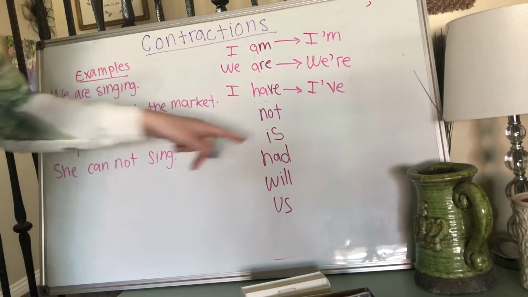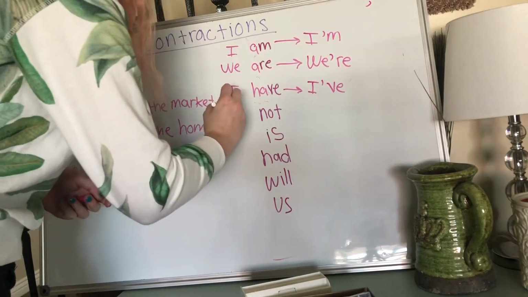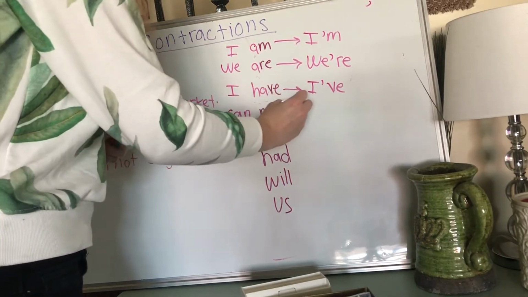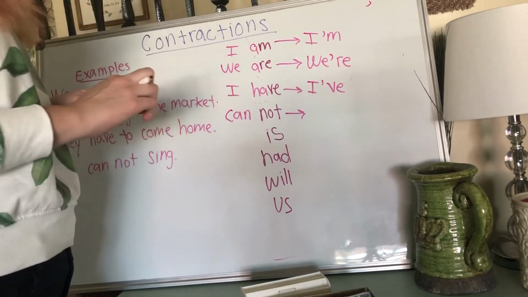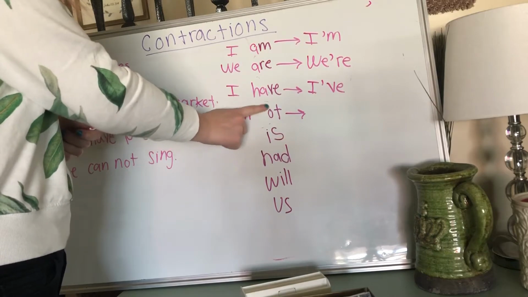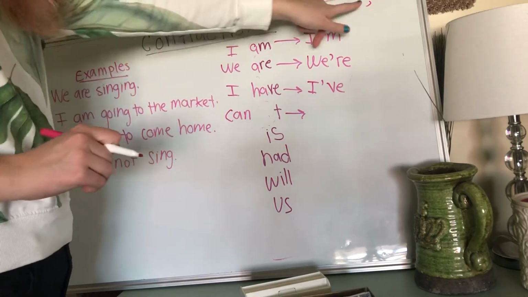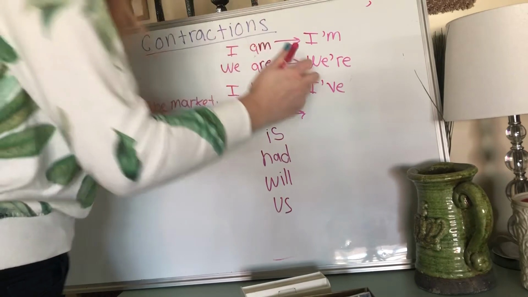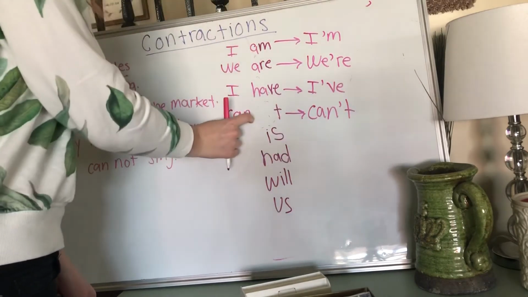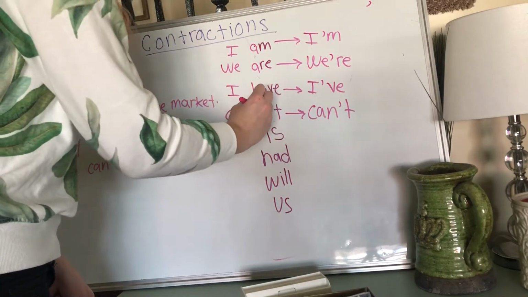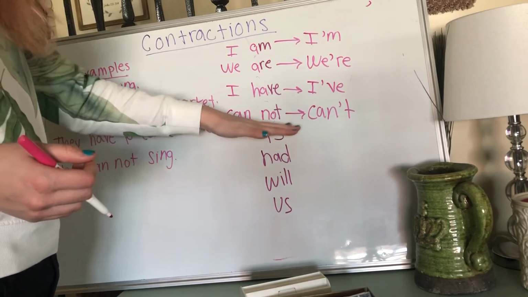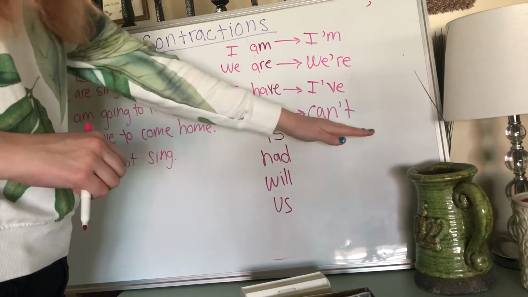Not. Not is a special one. It can go with the word can. So, cannot, in this case, we get rid of two letters. We're going to get rid of the N and the O, replace it with an apostrophe and put them together. So we have can, apostrophe, to replace the N and the O, and then our T. Can't. So cannot is the same as can't.